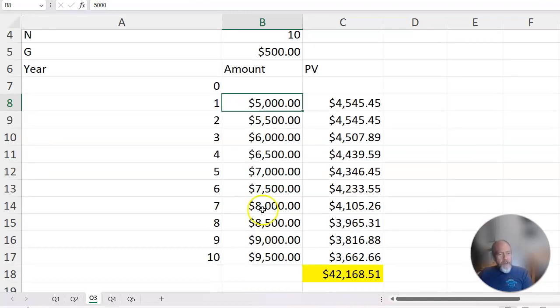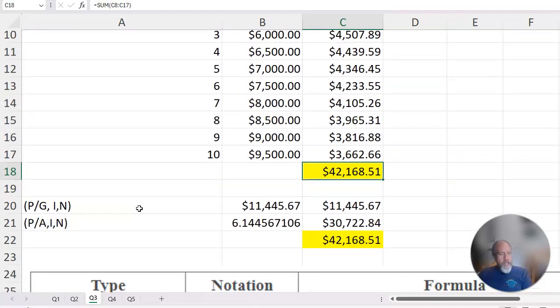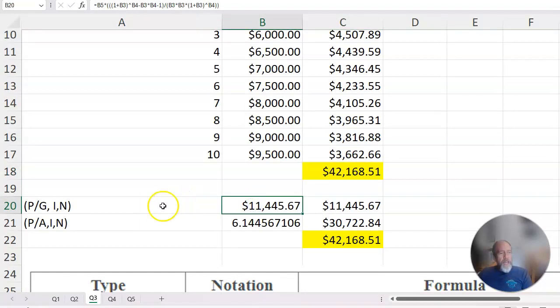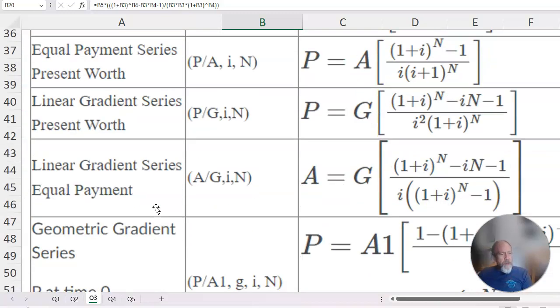Okay, as we work our way down, you're going to take all of those present worths and add them together for $42,168.51. What else could you do here? Well, I could calculate the present worth of the gradient. There's an equation for that.